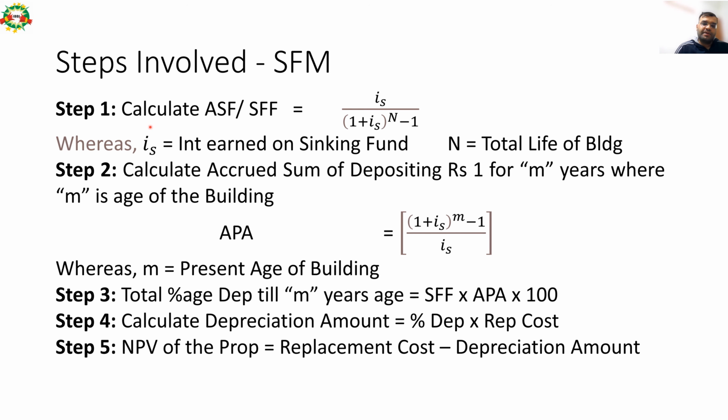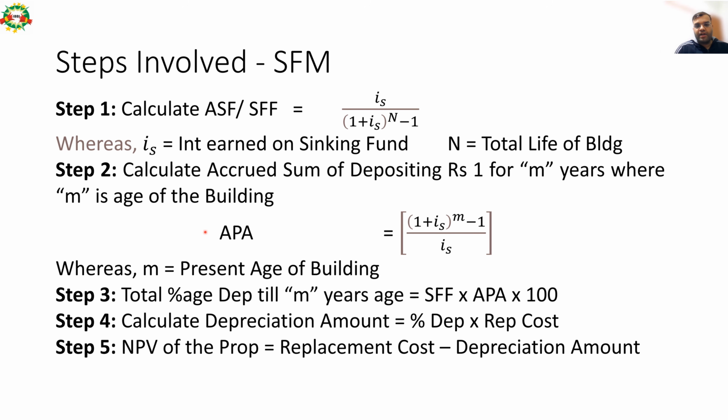First step is we have to calculate ASF or SFF. This is the same formula which we discussed in previous sessions. For the derivation, please refer to those slides. I think we discussed the income approach in the fourth session, so this formula we can derive, the derivation is given. First of all, we have to calculate the sinking fund factor through this formula, where IS is the interest on the sinking fund and N is the total life of the building.